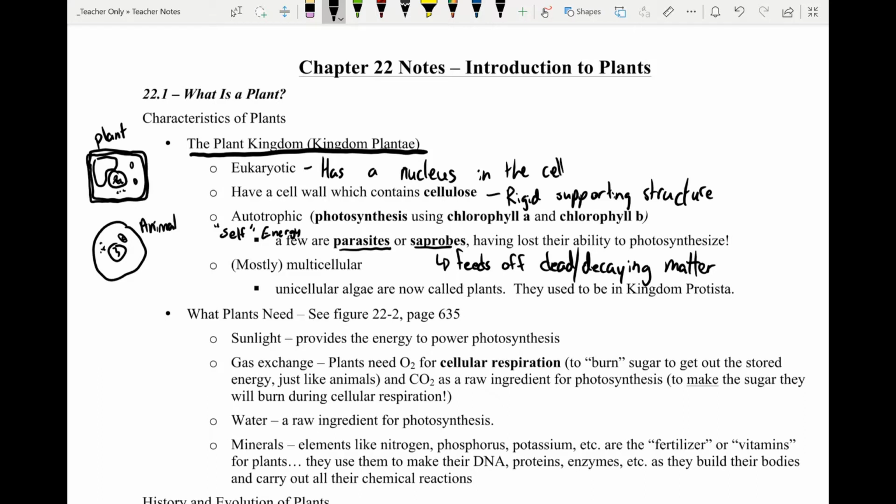Also, they're mostly multicellular, which means they have more than one cell. I say mostly because we consider some types of algae to be plants. We used to put all algae in the kingdom Protista, so they were protists, but since then we realized that they have more in common with plants. So remember how we had that phylogenetic tree of all life, and we've been slowly redefining things to kind of better suit what we've seen? This is part of that change.